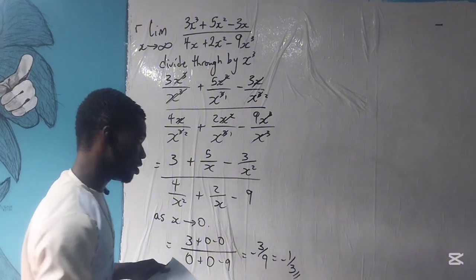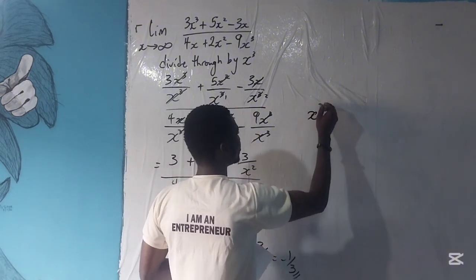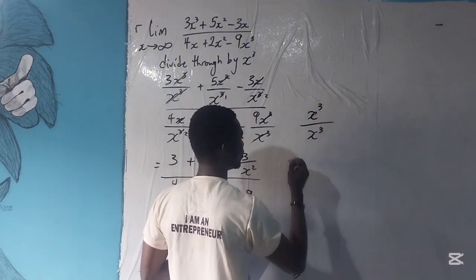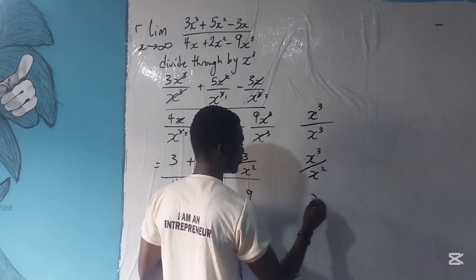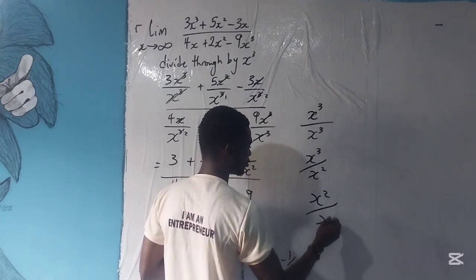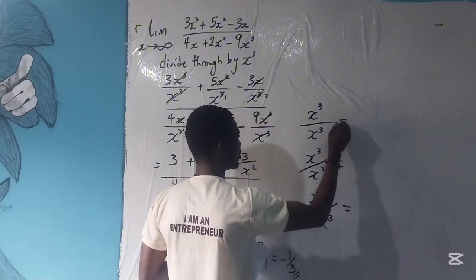Now, this is limits to infinity. But now there's a shortcut for this. If you have x raised to power 3 over x raised to power 3, if you have x raised to power 3 over x raised to power 2, and if you have x raised to power 2 over x raised to power 3. Now, I want to explain for each of these.